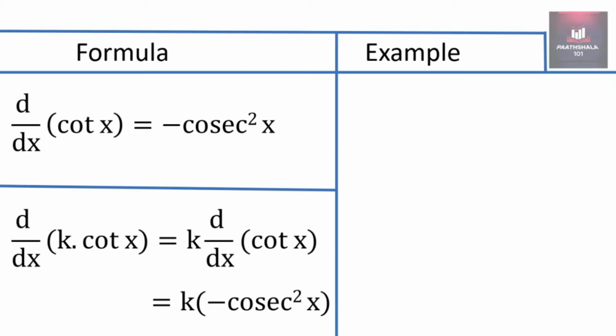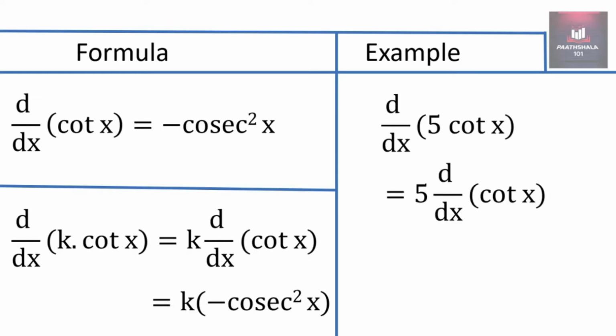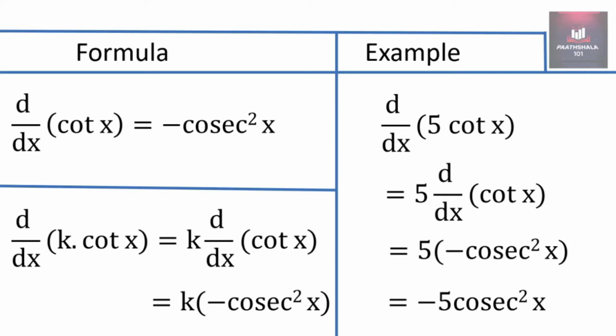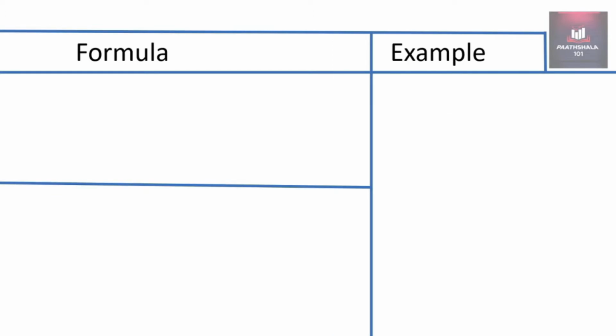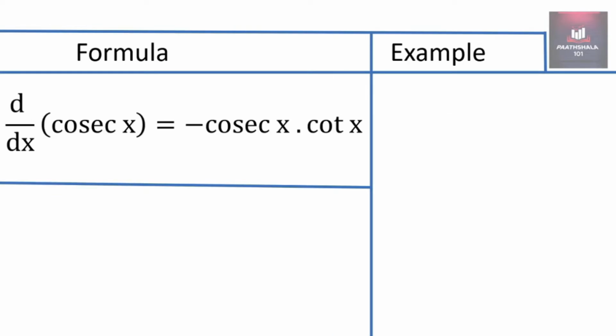Let's understand this with the help of an example. Derivative of pi cot x: pi comes outside and it is the derivative of cot x, so it will be pi into minus cosec square x, which can be simplified as minus pi cosec square x. Derivative of cosec x is minus cosec x cot x.